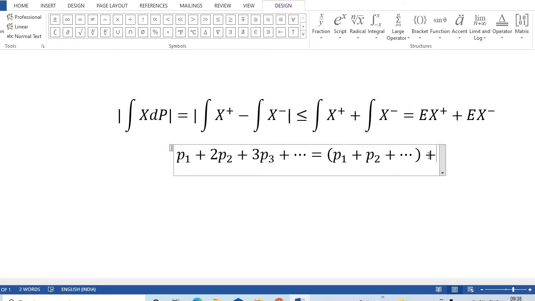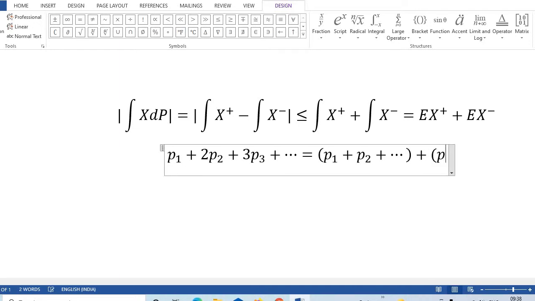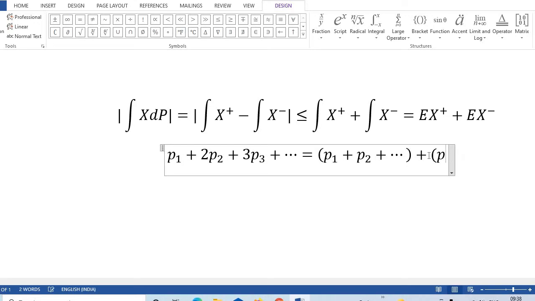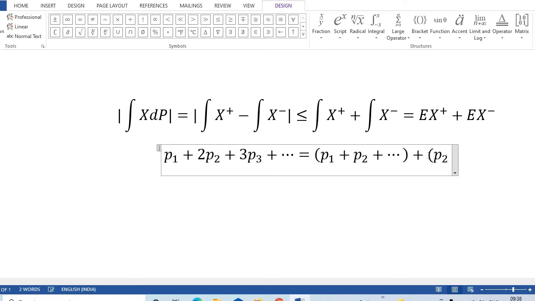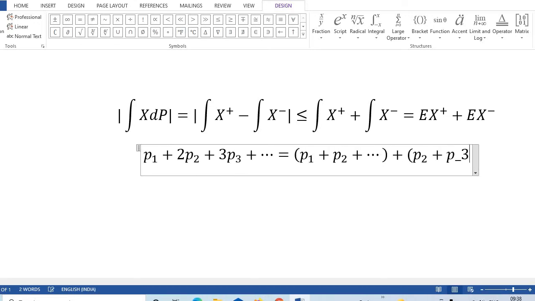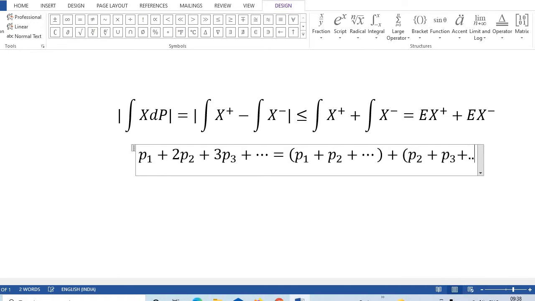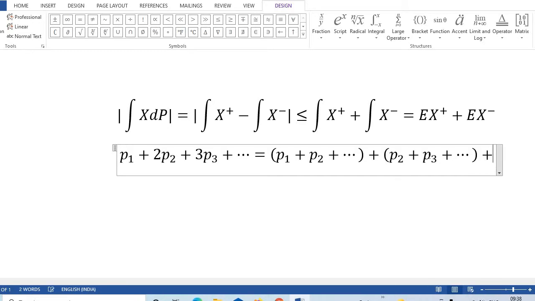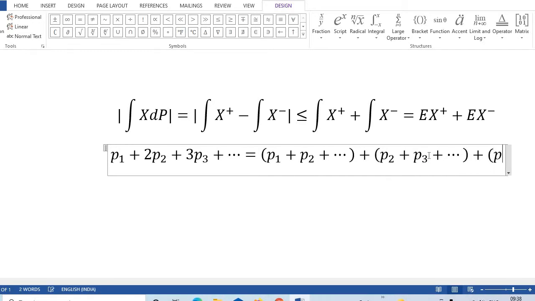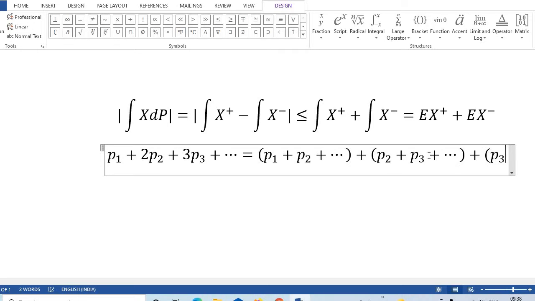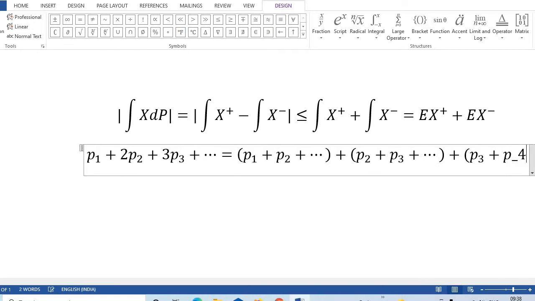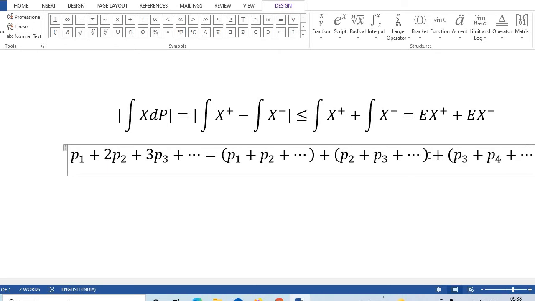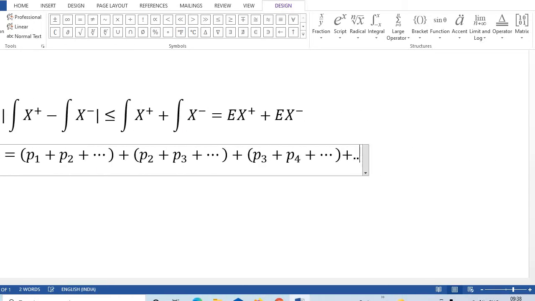Then 2p2. So from that we take another p2. That is p2, then 3p3 is there, so we start from p3 plus p4 plus etc. Okay, so you can proceed like this.